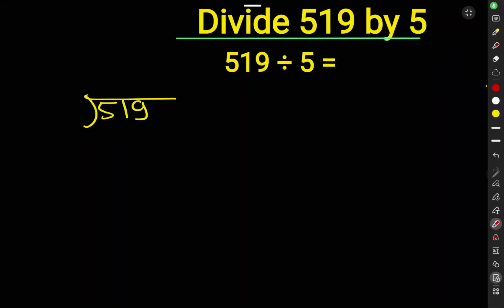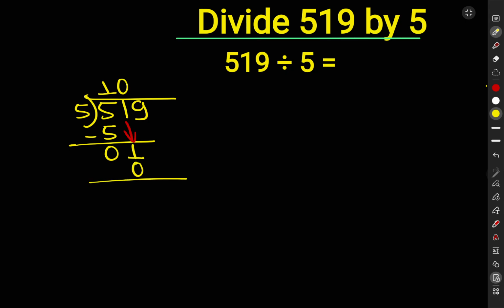We divide 519 by 5 in a long division method. 5 times 1 is 5. On subtracting we get 0. So now we put down this 1, and 5 times 0 means 0. On subtracting we get 1.